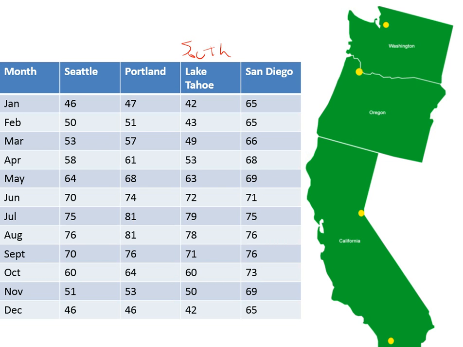And if we have all this data, you're going, okay, well, what are we going to do with it? Well, it depends on what you want to do with it. If you want to statistically prove that Seattle is colder than Portland, or Lake Tahoe is colder than Seattle, or San Diego is the warmest out of all of them, we can do that statistically. We're not going to do that in this one. What we're going to see is what the middle of all these numbers is.